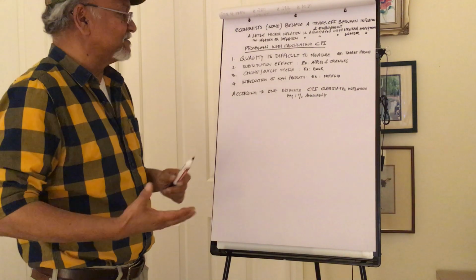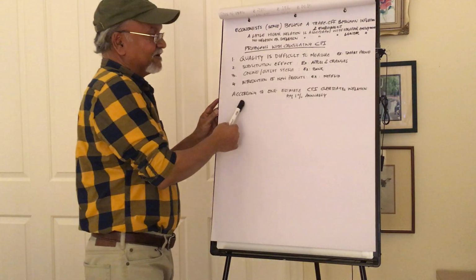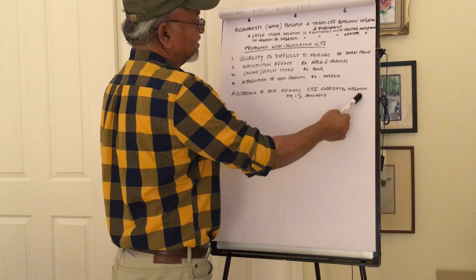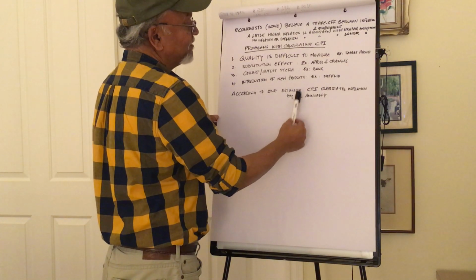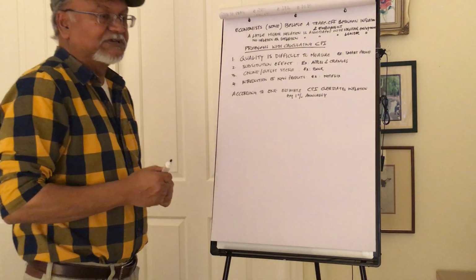So these are some of the problems with CPI. According to one estimate, CPI overstates inflation by approximately 1% annually. So this concludes this chapter.